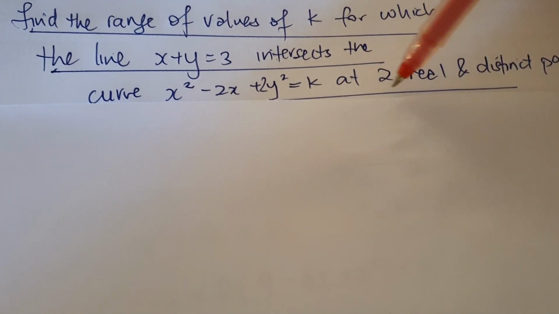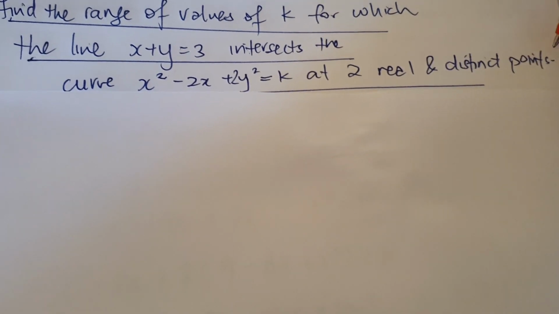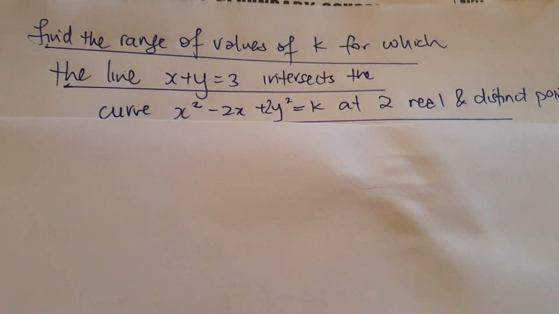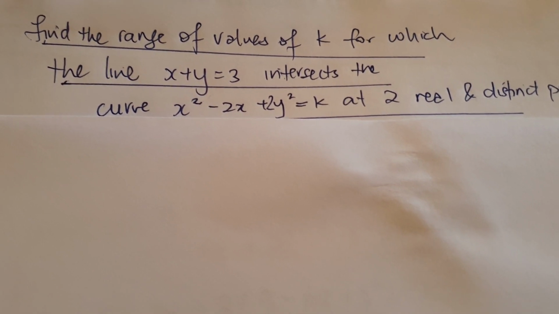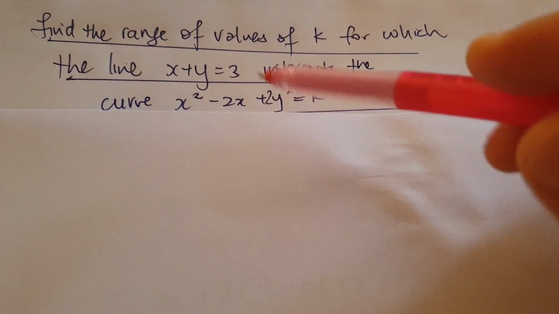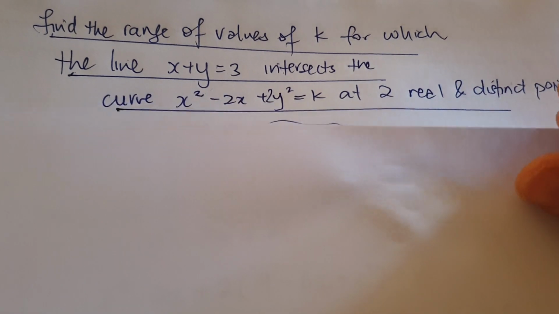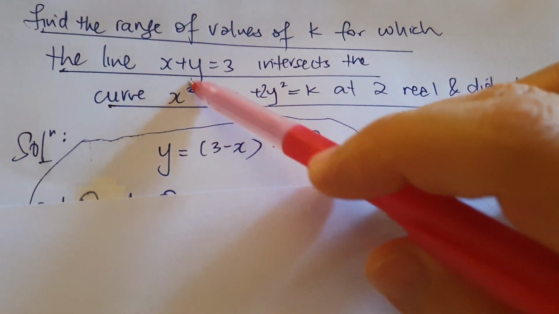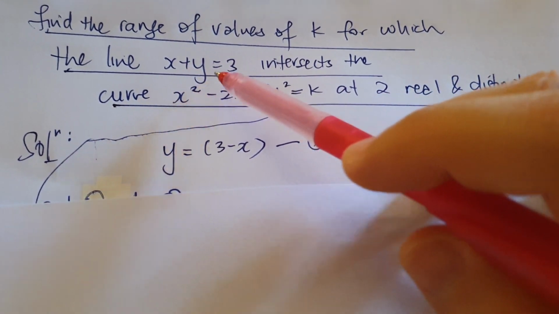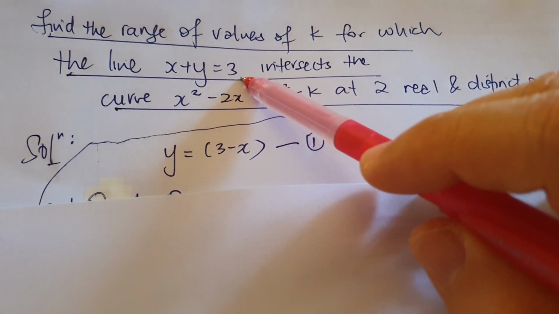Now the condition is that there are two real and distinct points. So this is a case again where you have to use b squared minus 4ac, the discriminant. Alright? And the way to do it is you need to express this with y the subject. Alright, be careful, don't make any mistake here.